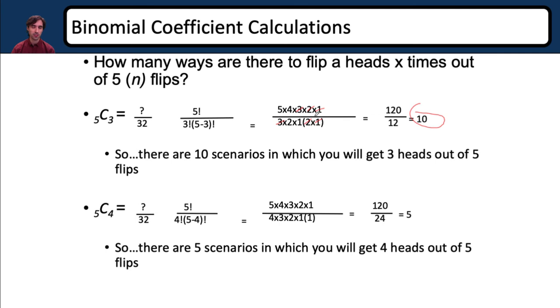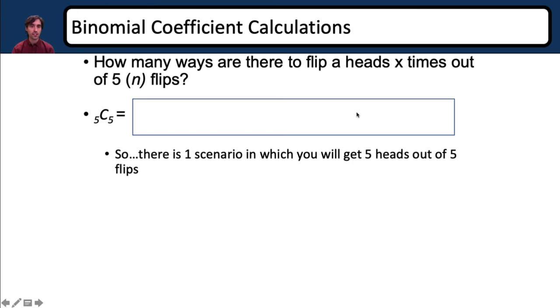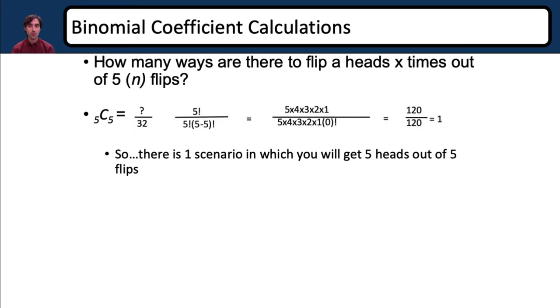So this is a little longer way, but you know, that it's maths. There's always a way. All right, lastly, what are the chances of getting 5 heads out of 5 flips? How many scenarios are there? Well, phew, it's back to 1.